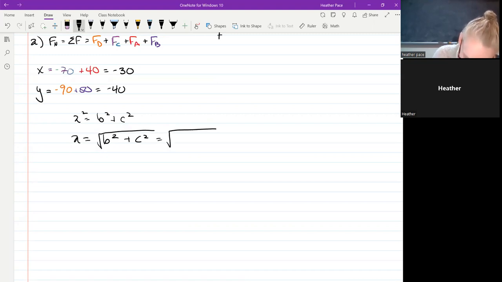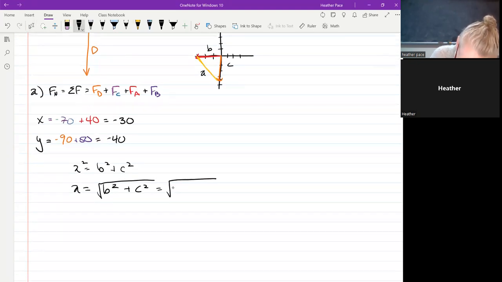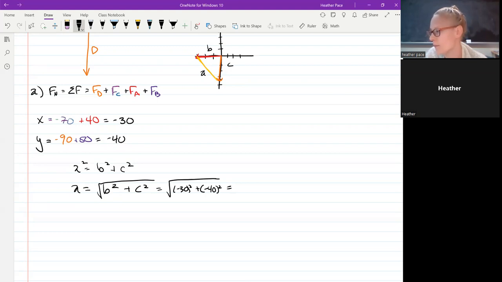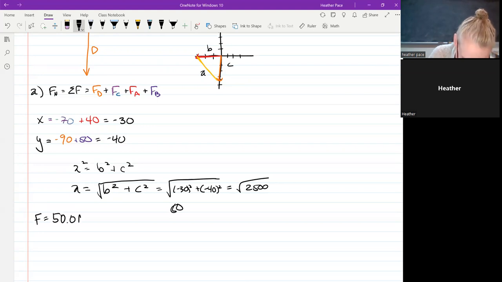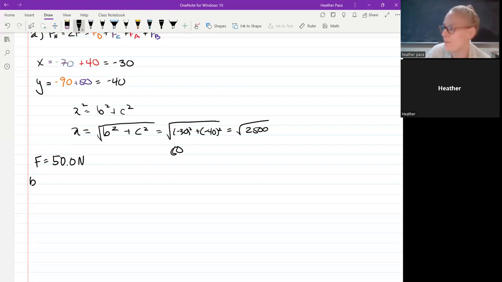which is the square root of 30 plus 40 squared. And you get 2,500. Square root of 2,500 is 50. So the magnitude of our force is 50.0 newtons. All right, B. He says what is the direction of our force?